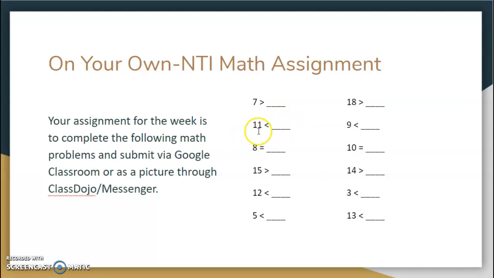Because when you have less than, the number on the left is going to be smaller than the number on the right. And then when we have the equal sign, we need a number that is equal. So 8 is equal to what?